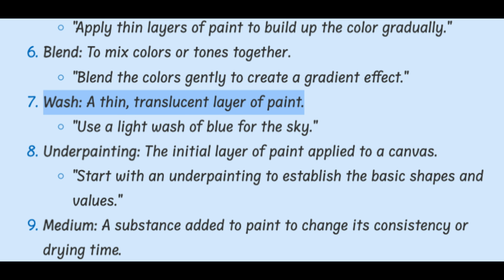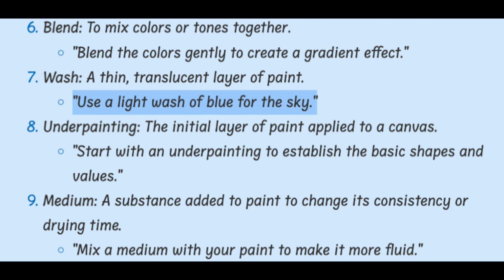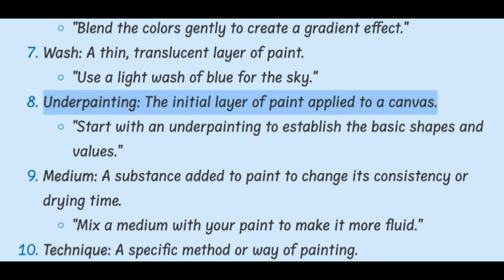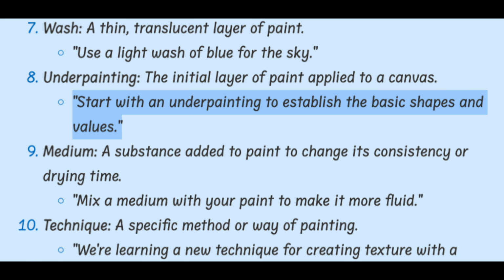7. Wash, a thin translucent layer of paint. Use a light wash of blue for the sky. 8. Underpainting, the initial layer of paint applied to a canvas. Start with an underpainting to establish the basic shapes and values.